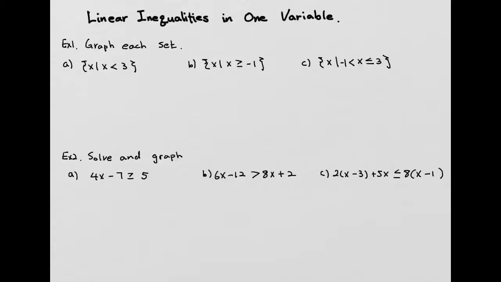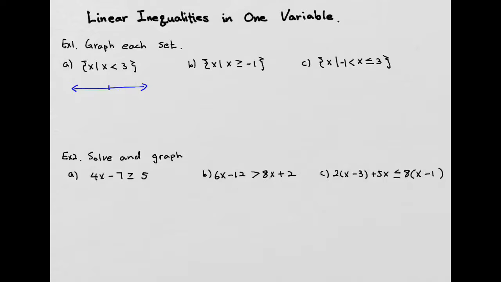Today's lesson, we're going to look at linear inequalities in one variable. And before we actually start solving and graphing, I wanted to go over graphing each given set. So here, the first one is asking for the set of x such that x is smaller than 3. If we wanted to show x being smaller than 3 on a number line, we use a number line because we only have one variable, right?